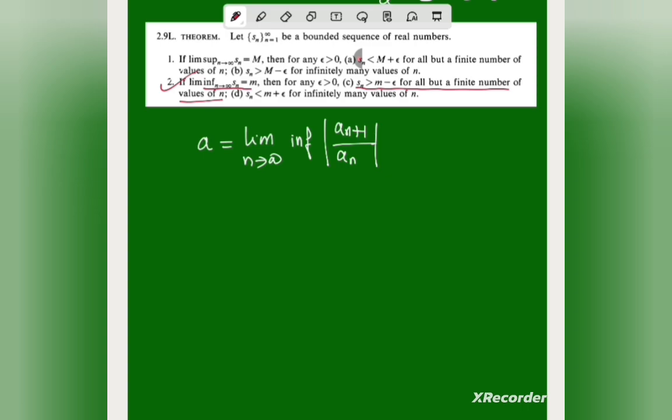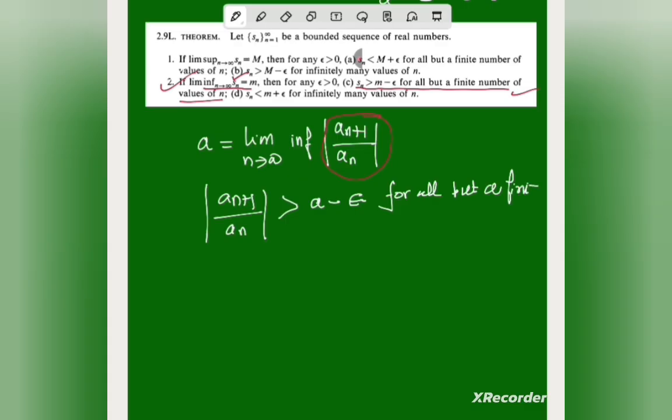What is given? If the infimum of the sequence equals some m, then S_n is greater than m minus epsilon for all but a finite number of the values of n. So I apply this result to this sequence. By the theorem, modulus of a_{n+1} by a_n is greater than a minus epsilon, and this is true for all but finitely many values of n.